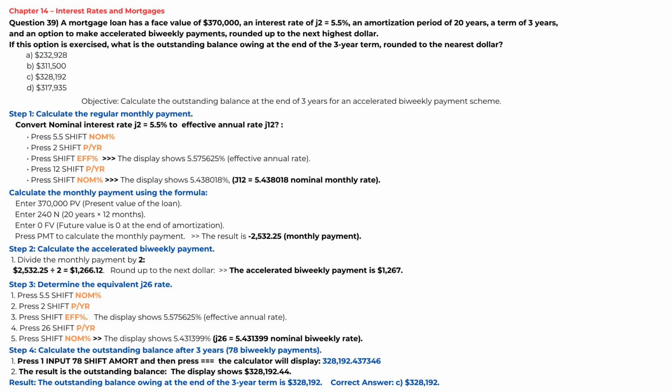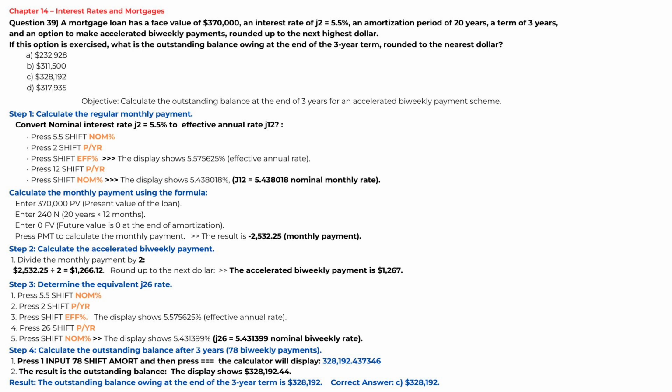Question 39. A mortgage loan has a face value of $370,000, an interest rate of J2 equals 5.5%, an amortization period of 20 years, a term of 3 years, and an option to make accelerated biweekly payments, rounded up to the next highest dollar. If this option is exercised, what is the outstanding balance owing at the end of the 3-year term, rounded to the nearest dollar?